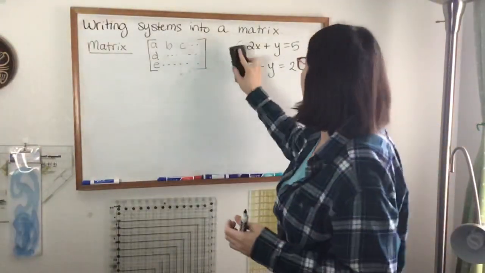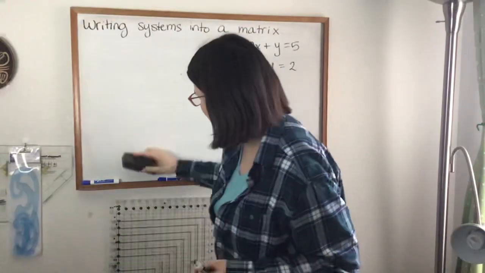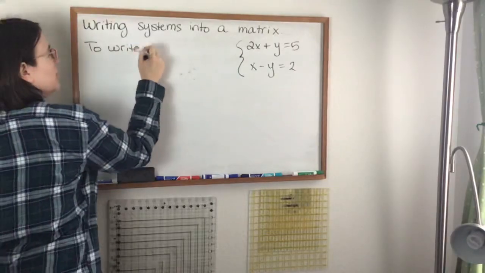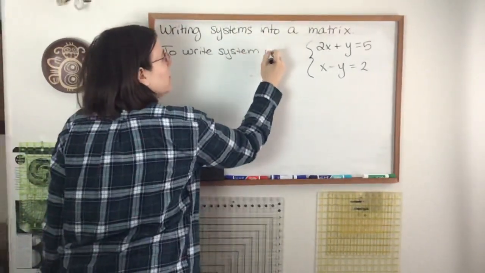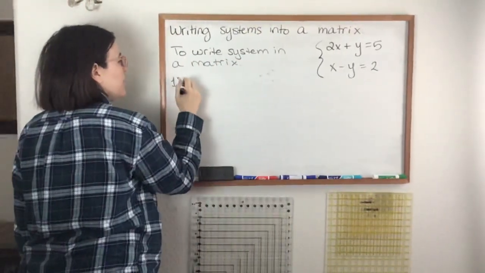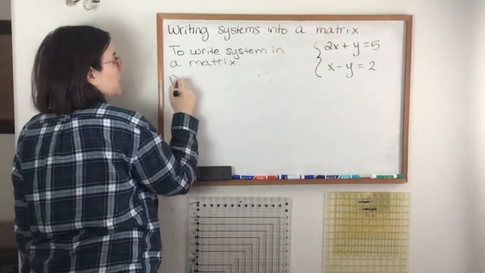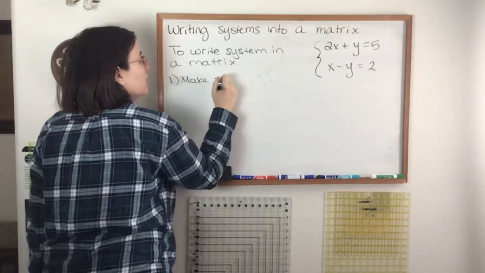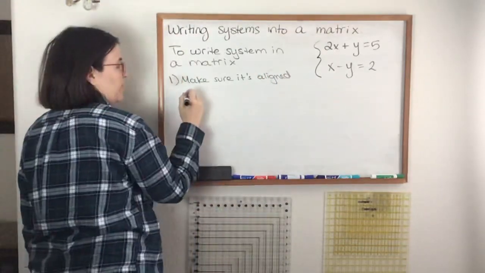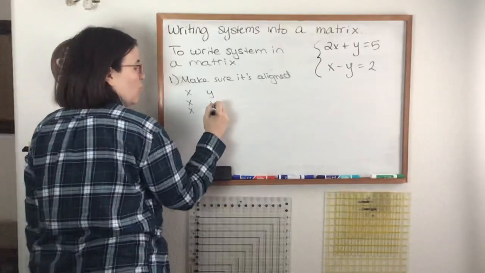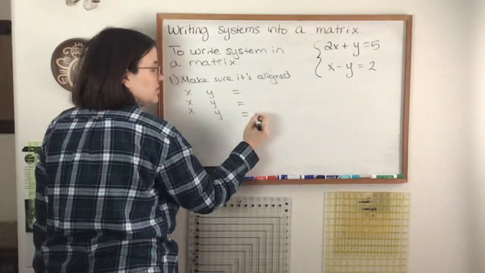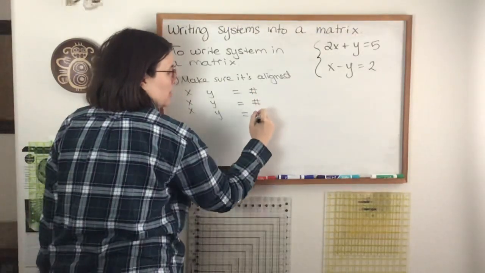Okay, so for example, I'll leave that one up, and this is to write a system in a matrix. The first step is to make sure it's aligned. What I mean by that is you want the X's in a row, you want any Y's in a row. If it's got more letters, you want more letters in a row. You want the equals aligned, and then you want the plain numbers aligned.